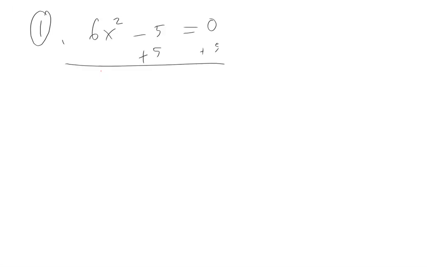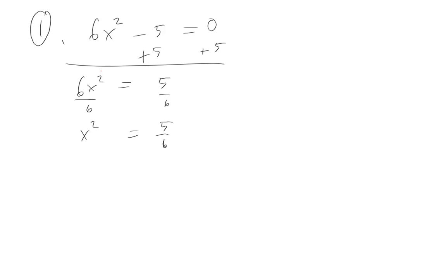problem number 1 says to solve the equation by using the square root property. What that means is you need to get x squared by itself. So to do that, I will add 5 to both sides, and then I'll get that. Now x squared is not by itself, so I need to divide by 6 on both sides. Now x squared is by itself.